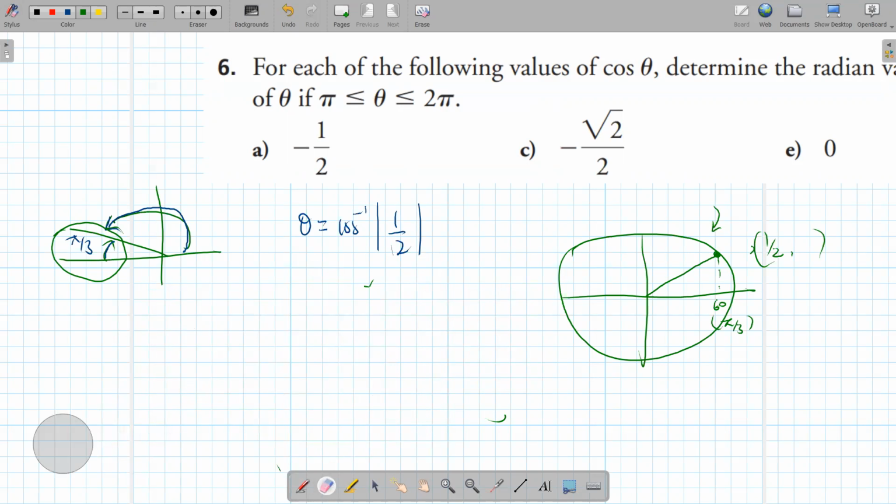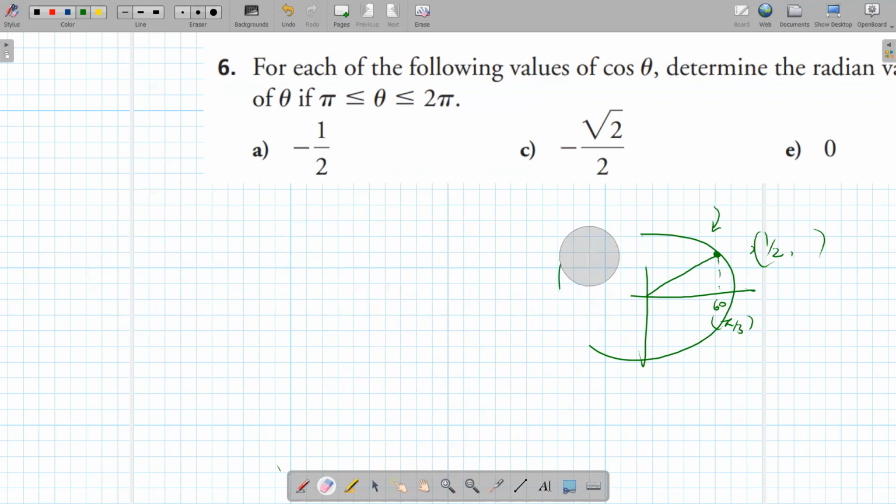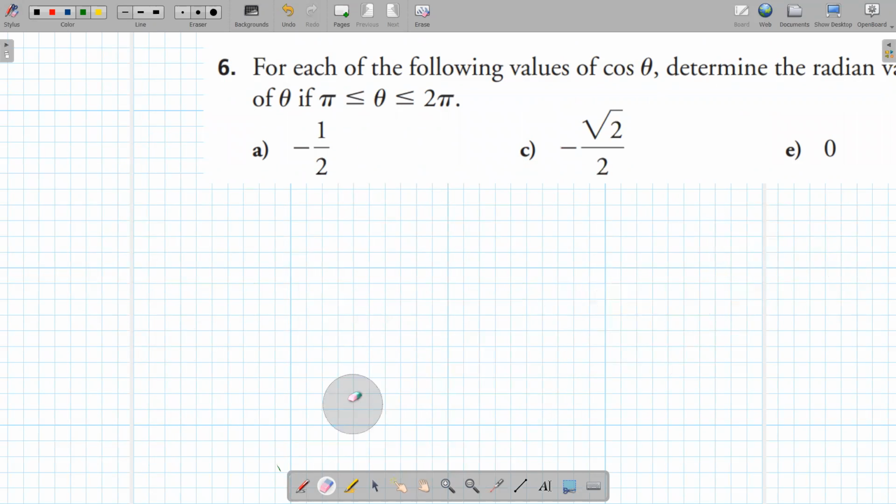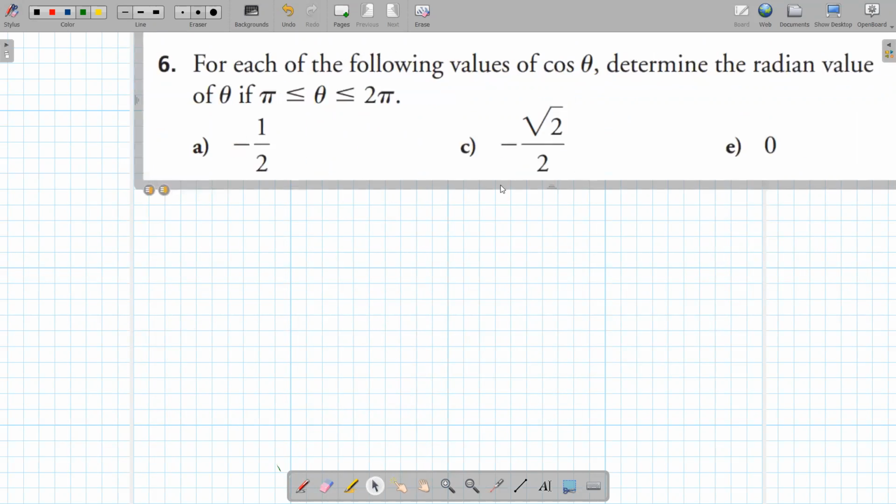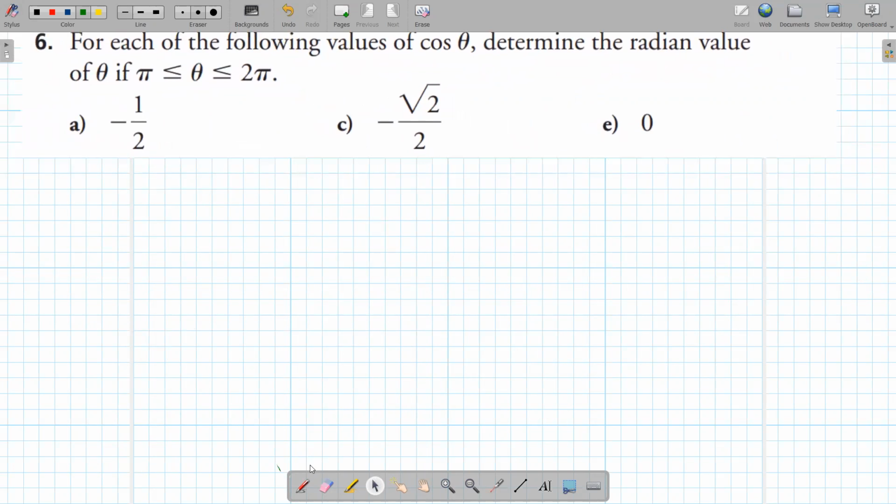Let's look at C. And again, tell me, what's the cos inverse of root 2 over 2? The x value is root 2 over 2 at pi over 4. Exactly. So our related acute angle, I'm going to call that alpha so you don't get confused. Actually, that's what I should have done before as well. Alpha is a related acute angle, okay? Alpha is pi over 4.